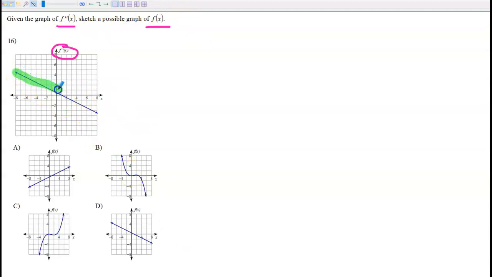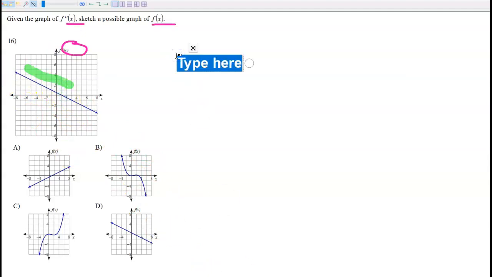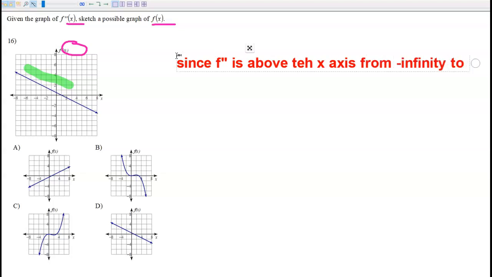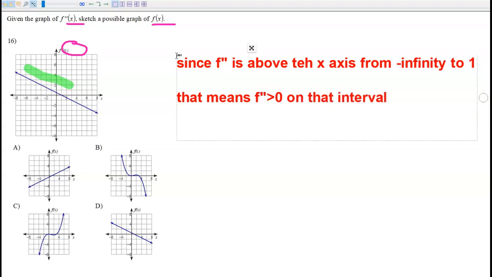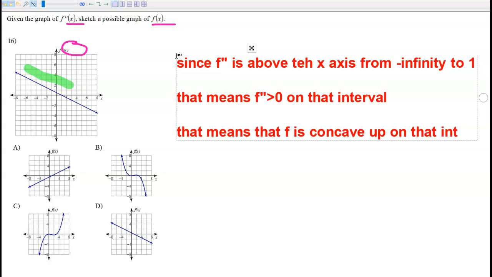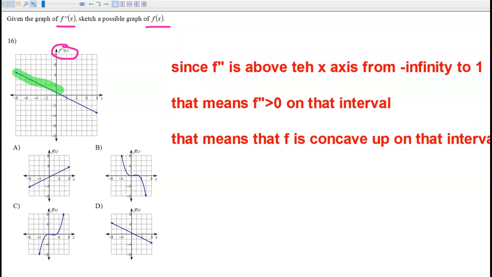So since f double prime is above the x-axis from negative infinity up to 1, that means that f double prime is greater than 0 on that interval. And if f double prime is greater than 0 on that interval, that means that f is concave up on that interval. So which one of these graphs down here is concave up from negative infinity up to about 1?